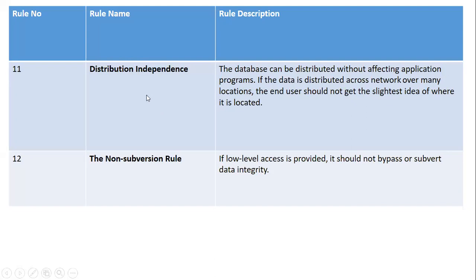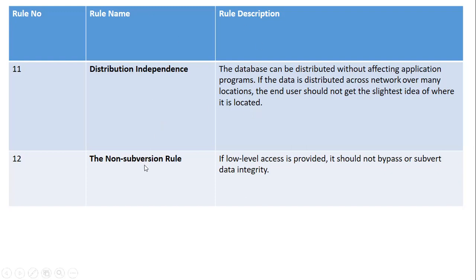The next rule is distribution independence, in the sense that data could be distributed across a network or in multiple places, right? But whoever is using or viewing that data should not know where it is stored. Probably they are using 2 or 3 machines, or 2 or 3 hard disks that are interconnected with one another or not on the same machine, right? Whenever the data is distributed like this, the user should not get even a single hint of where the data is stored. That is what is distribution independence.